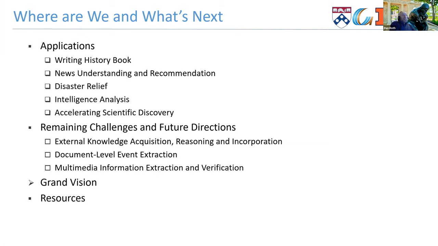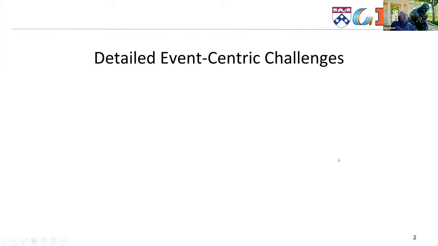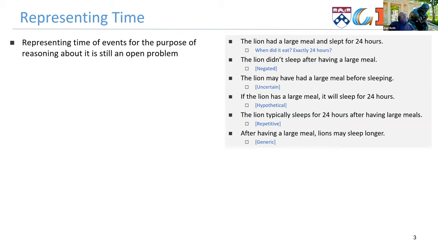And I'm going to start with a few rather detailed low-level event-centric challenges. So let me start with time. It's clear, and hopefully what we've presented so far clarifies even better, that representing time is crucial if you want to understand and reason about events. But a lot of aspects of that are still open problems. These have to do, for example, with thinking about the level of expressivity that natural language has relative to the type of formulation that we have today to represent time. So if you just look at the two sentences that I point to with the arrows, one of them says that the lion had a large meal and slept for 24 hours.